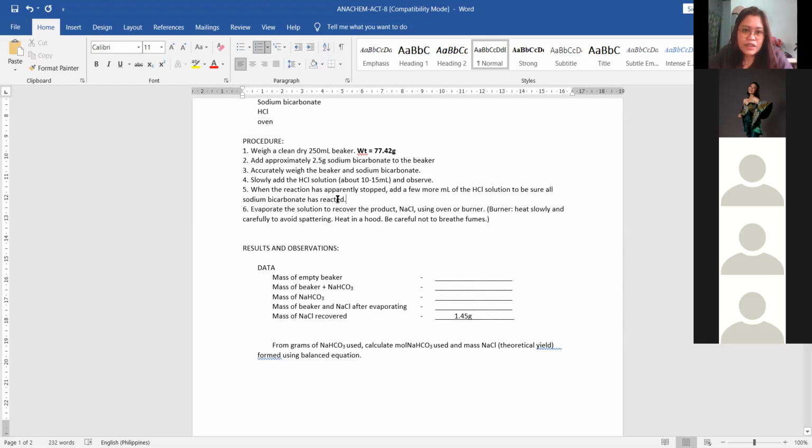Slowly add the hydrochloric acid solution, about 10 to 15 ml, and observe. When the reaction has apparently stopped, add a few more ml of the HCl solution to be sure all sodium bicarb has reacted. After gipa-react si sodium bicarb ug si HCl, evaporate the solution to recover the product. Meaning ato ang product dinhi is si sodium chloride using oven or burner. So sa burner, heat slowly and carefully to avoid sputtering. Heat in a hood, be careful not to breathe fumes.